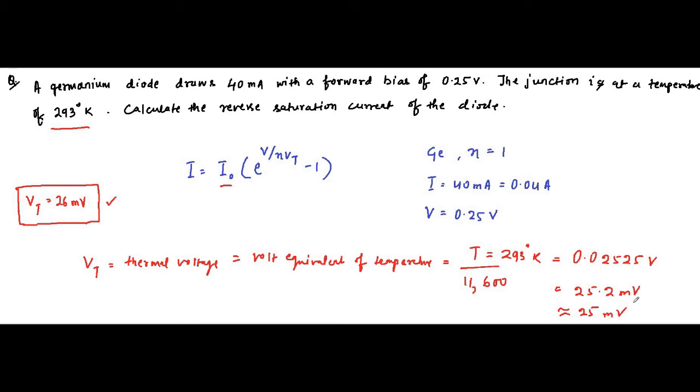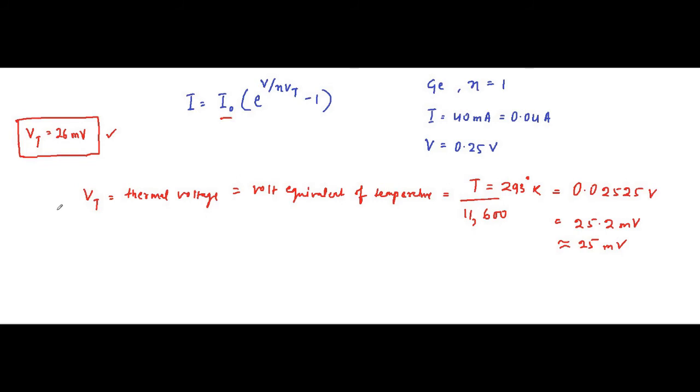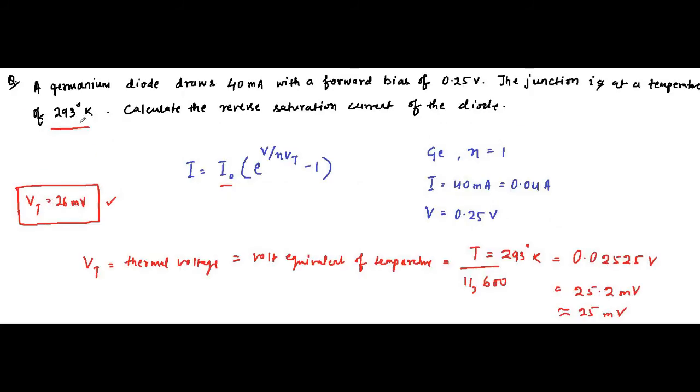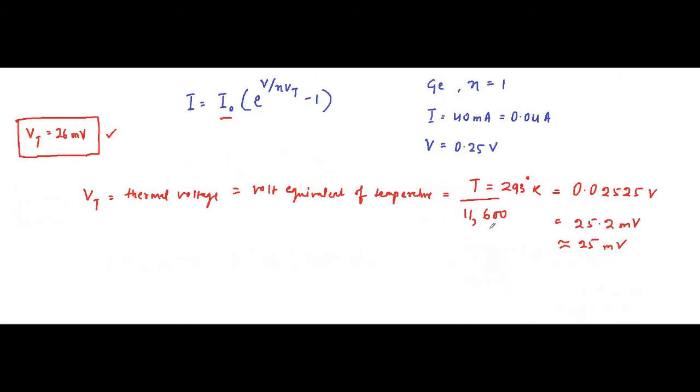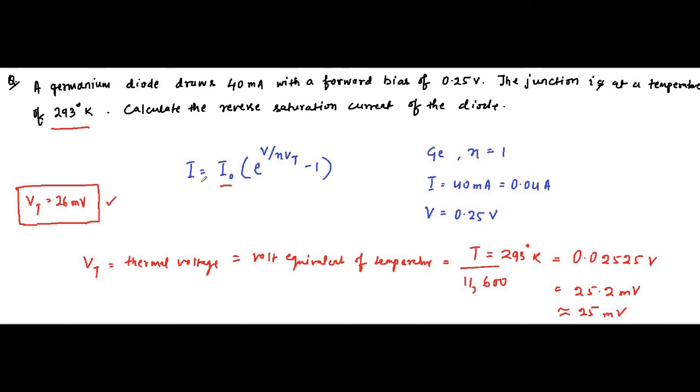So here if we had taken 26 millivolt, the result would have been different, and for this reason it has been mentioned specifically about the junction temperature. It has not been mentioned that the junction is at room temperature. If room temperature had been mentioned, then we would have taken 26 millivolt as the thermal voltage. So whenever room temperature is mentioned, take this value. If the temperature is specifically given, calculate the volt equivalent of temperature, or the thermal voltage, using this formula. Okay, so now everything is clear. We have to simply put the values and get the result of I0.